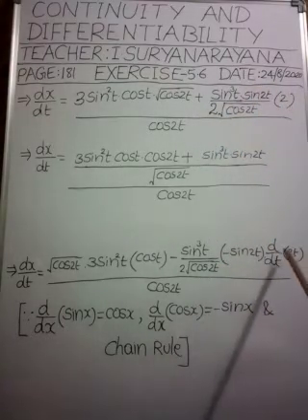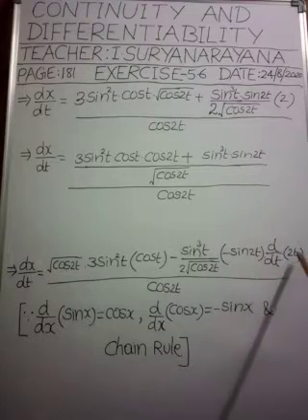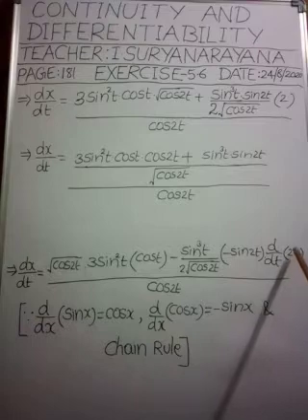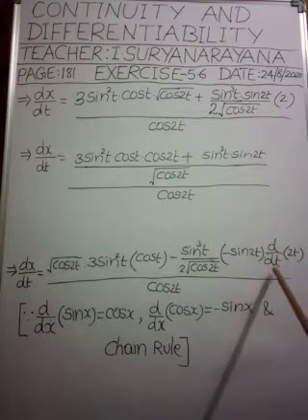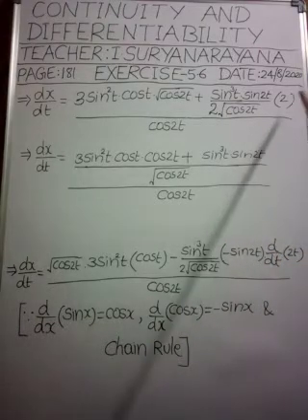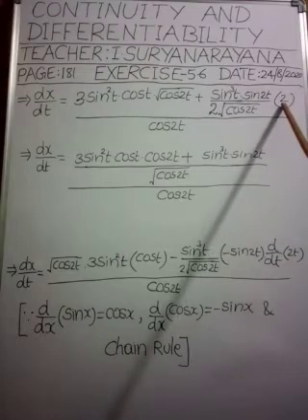And d by dt of 2t, what will you get? 2 only, because 2 is a numerical coefficient, we write it outside. Then d by dt of t means 1. So 2 into 1, 2 only. I wrote that differentiation value directly here.